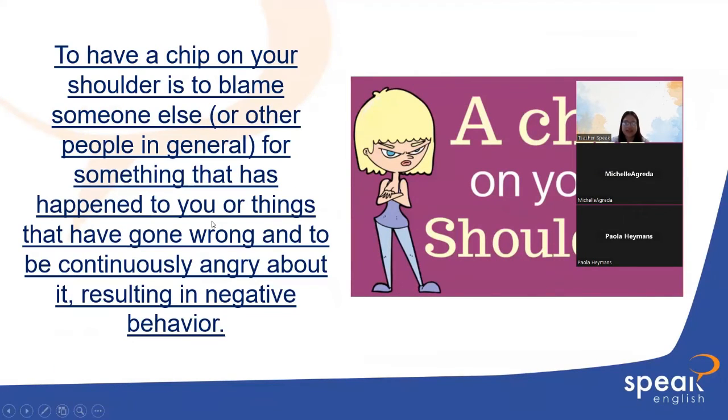But let's see. Okay, Paula, help me to read. To have a chip on your shoulder is to blame someone else or other people in general for something that has happened to you or things that have gone wrong, and to be continuously angry about it, resulting in negative behavior. Yes. So to have a chip on your shoulder is like you are all the time looking for someone to blame about something, and you do not accept that you made a mistake or that you are the guilty person. So that is a chip on your shoulder.